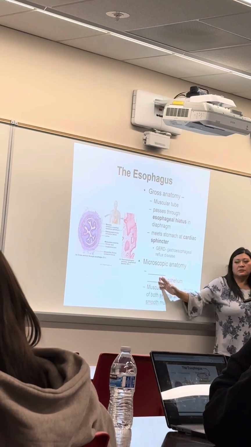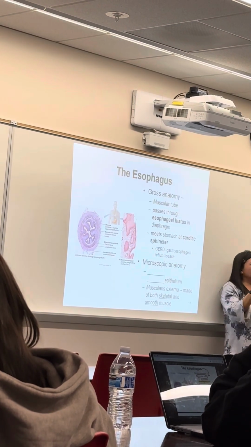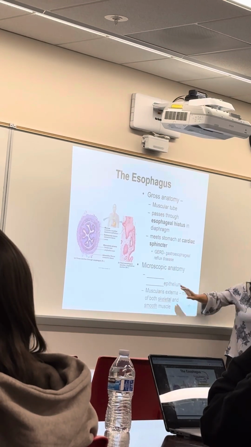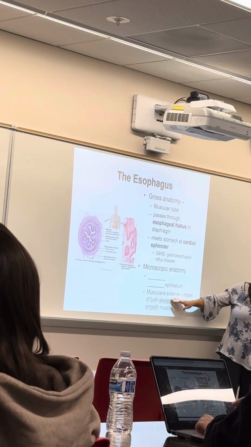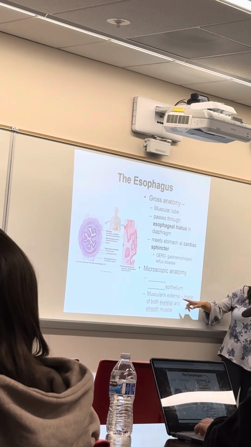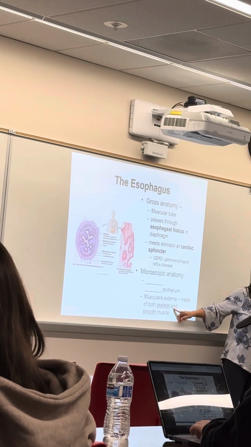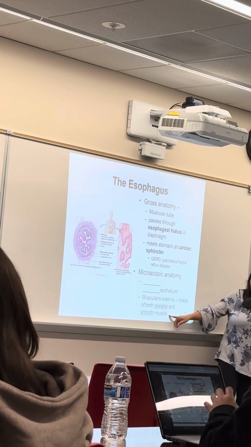When we go into the next place, let's fill up this last part, and then we are going to move on finally to the stomach. And again, I know I'm going super fast. I just want to make sure that you've got that information. Okay, blank epithelium. Then you've got muscularis externa, made of both skeletal muscle early on, as I said, the first part is voluntary, and then smooth muscle later on, as we get closer to the stomach.